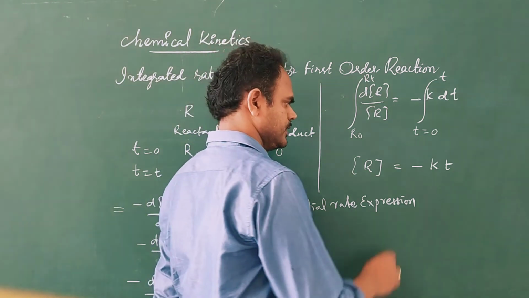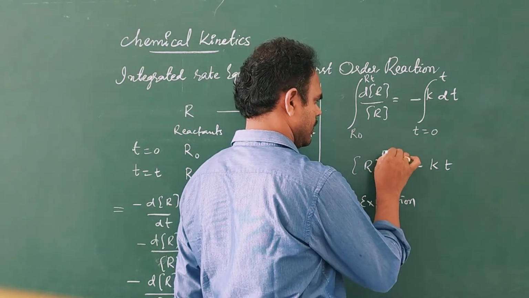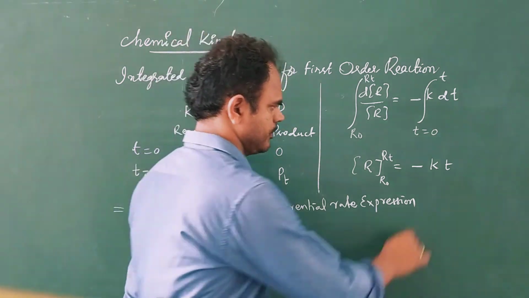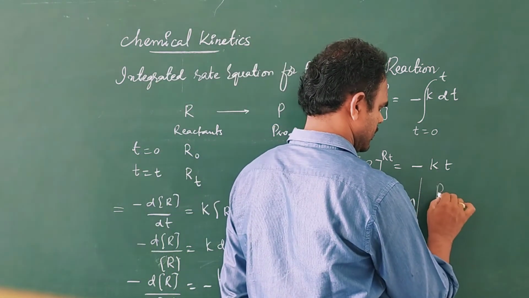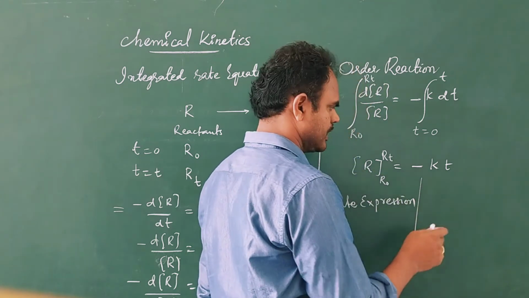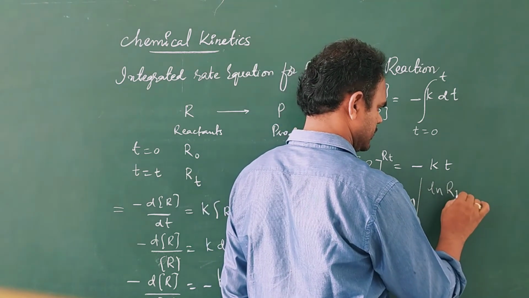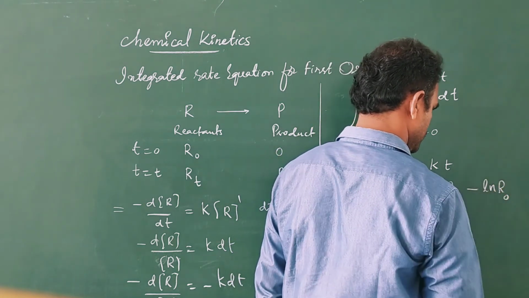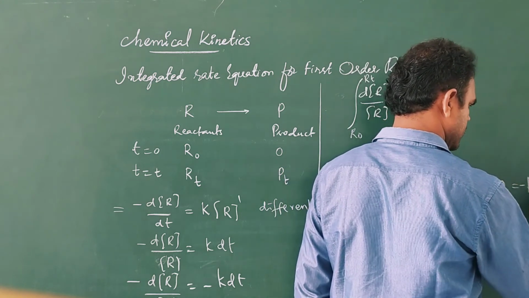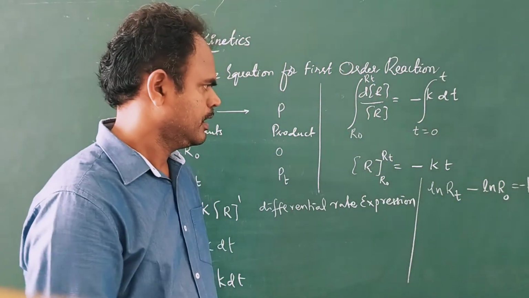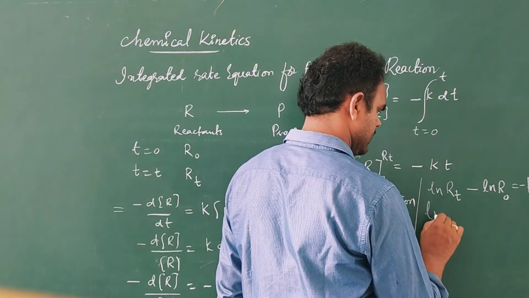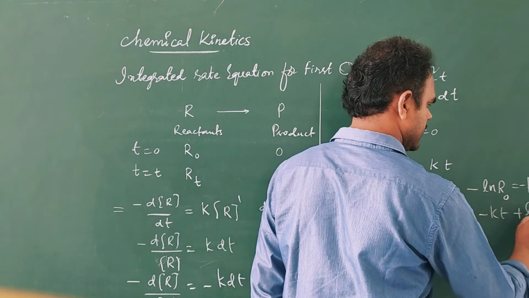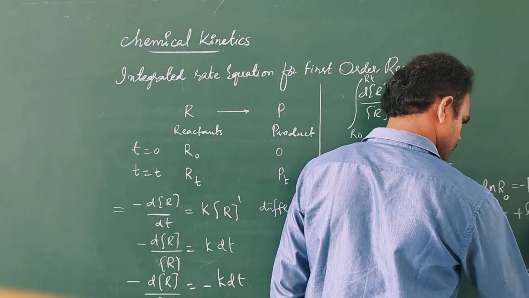So for this equation, if you apply the limit R0 to RT, what equation will you get from this? If you apply the natural logarithm, we get ln RT minus ln R0 is equal to minus K into T. If you rewrite this equation, ln RT equal to minus KT plus ln R0.